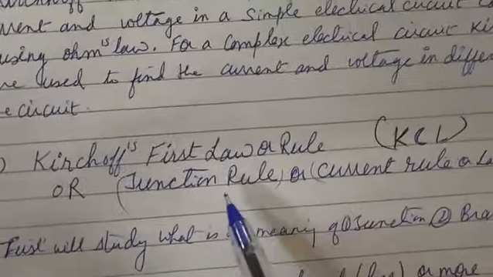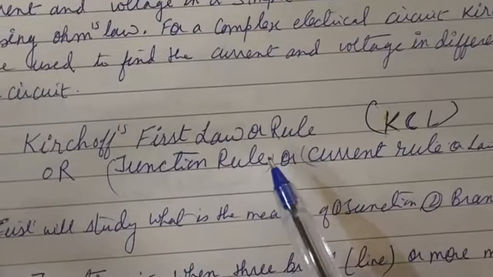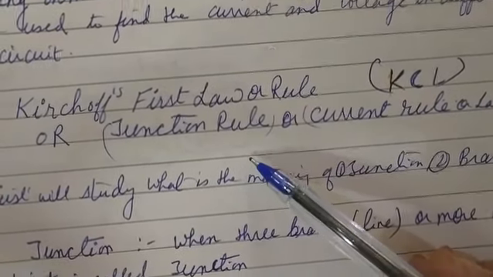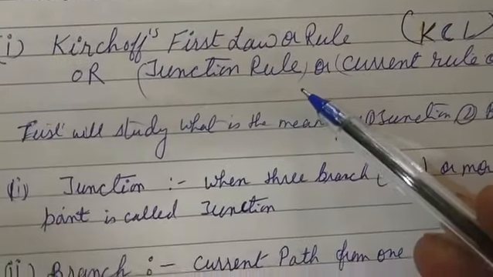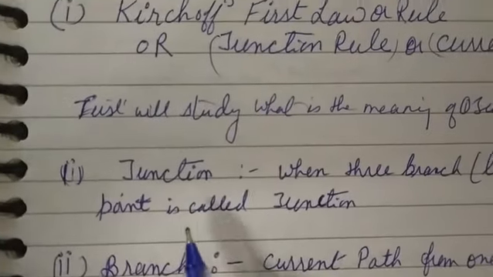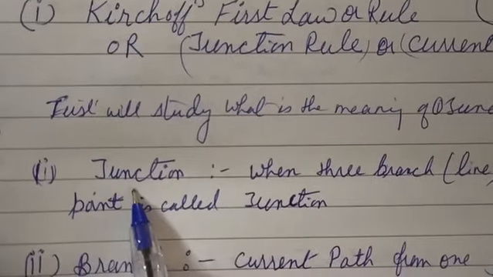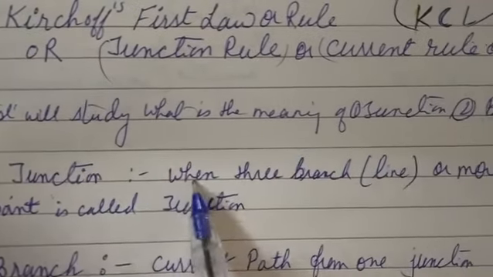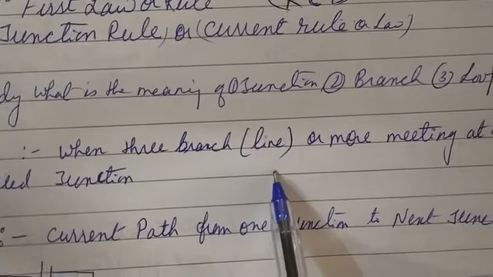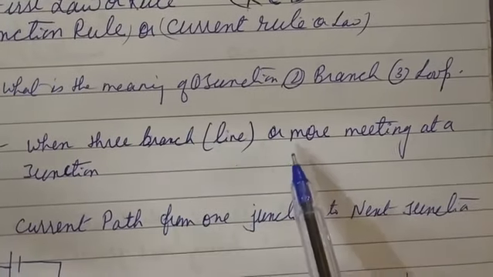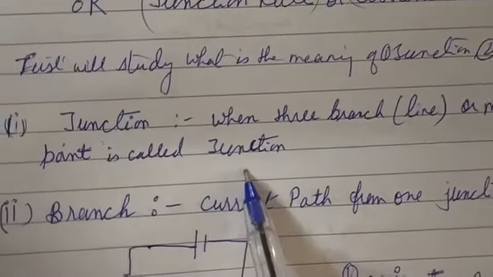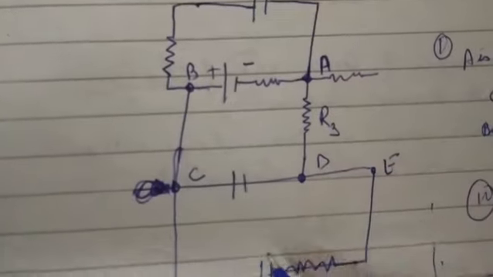Before starting Kirchhoff's first rule, we will first discuss some general terms related to the laws. These words we'll use in the laws. So first, what is the meaning of a junction? When three lines or more meet at a point, it is called a junction. Now suppose this is our circuit diagram.